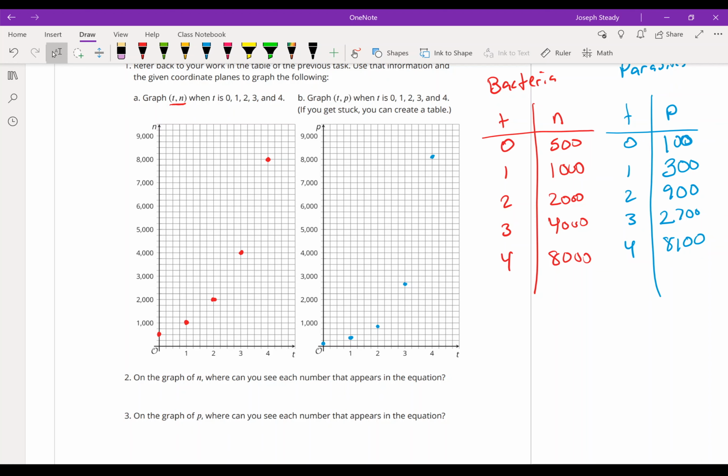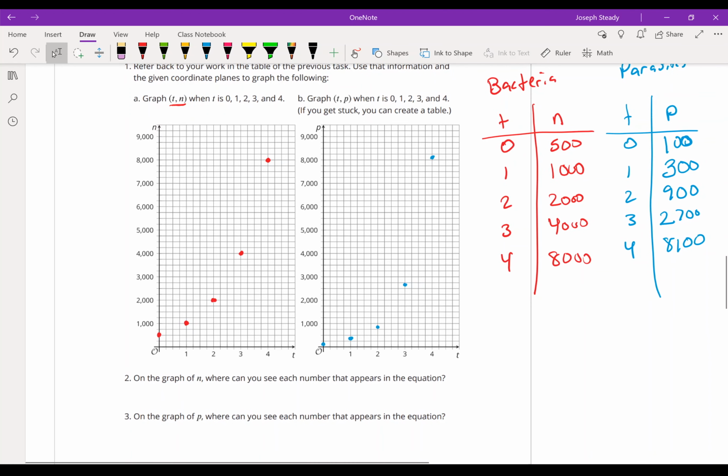So first, on the graph of n, which is the bacteria, where can we see each of the numbers that appears in the equation? Well, remember, the equation for the bacteria was n equals 500 times 2 with an exponent of t. So on the graph, where do we see this? Well, the 500 is the y-intercept. And that's not really a new idea. We're used to the y-intercept being the starting point for a graph. That kind of makes sense.